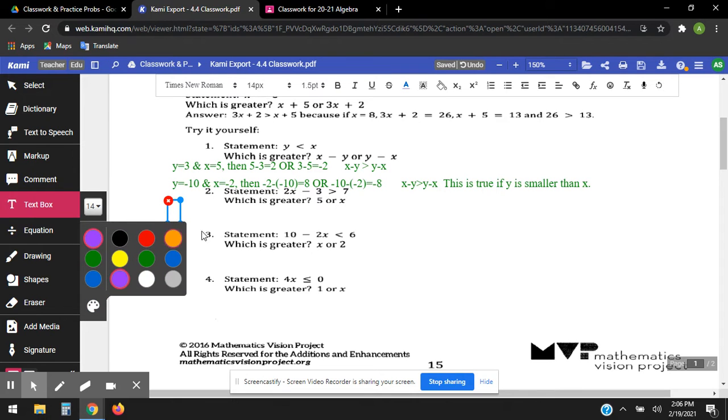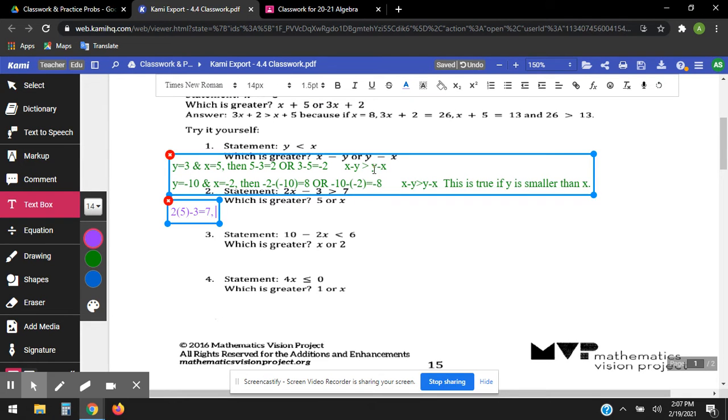All right, so this next one, which is greater, 5 or x? The statement is 2x minus 3 is greater than 7. So 5 or x. What do we need to do? Let's substitute in there. 2 times 5 minus 3 equals 10 minus 3, which equals 7. So 5 works in there to make it equal.